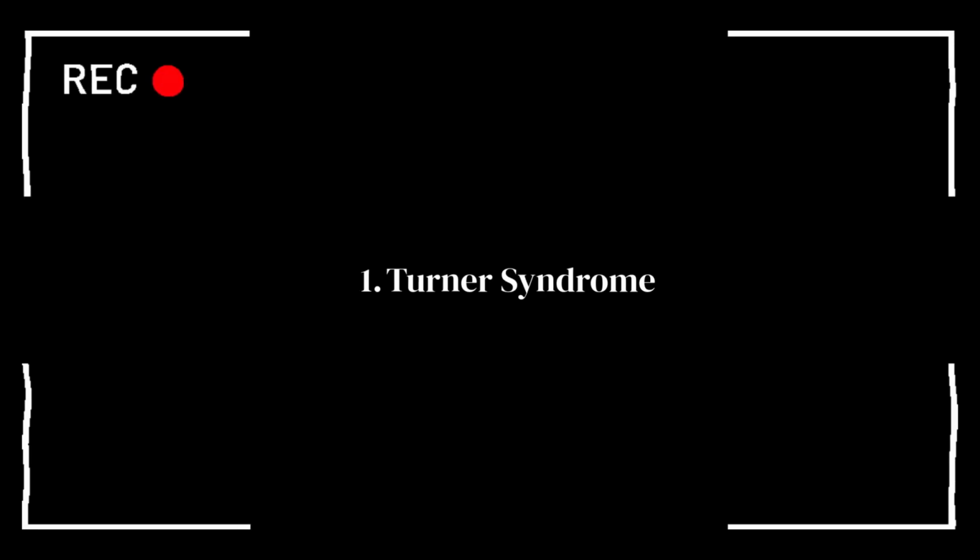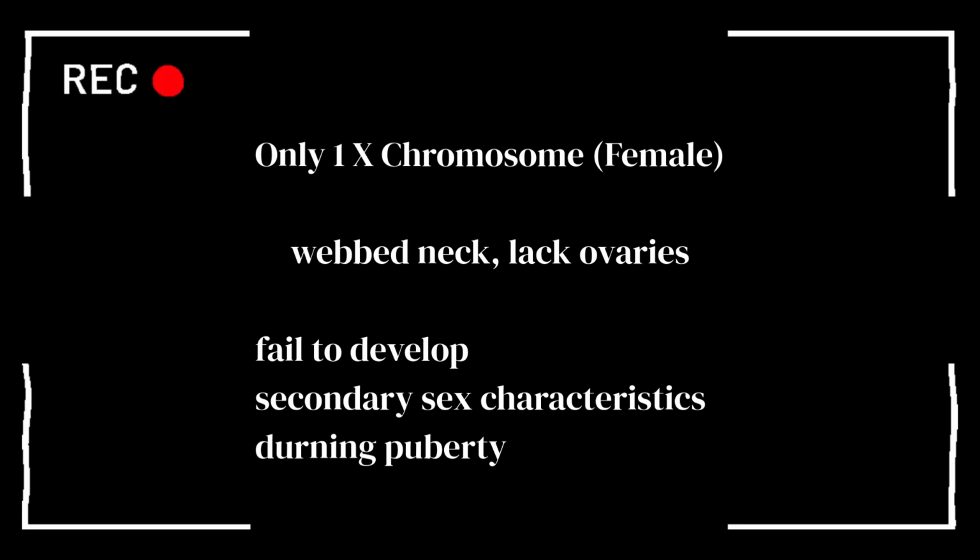First, let's talk about Turner syndrome. Turner syndrome occurs only in females. Normally, females have 2 X chromosomes, XX. But individuals with Turner syndrome have only 1 X chromosome. So their chromosome pattern is XO. In other words, they are missing 1 sex chromosome.